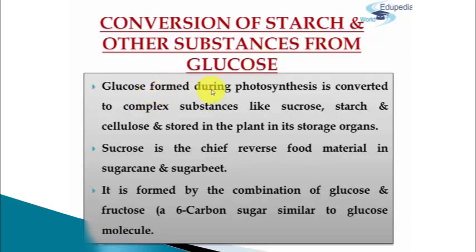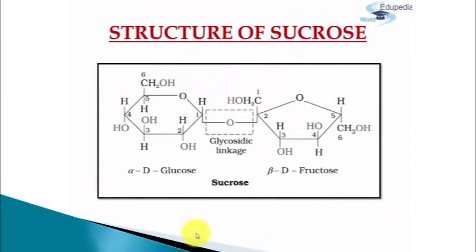See, glucose formed during photosynthesis is converted to complex substances like sucrose, starch and cellulose and stored in the plant in its storage organs. Sucrose is the chief reserve food material in sugarcane and sugar beet. It is formed by the combination of glucose and fructose, a 6-carbon sugar similar to the glucose molecule. You can see the structure of sucrose here, that glucose and fructose are linked together with the glycosidic linkage, and this is the structure of the sucrose molecule.